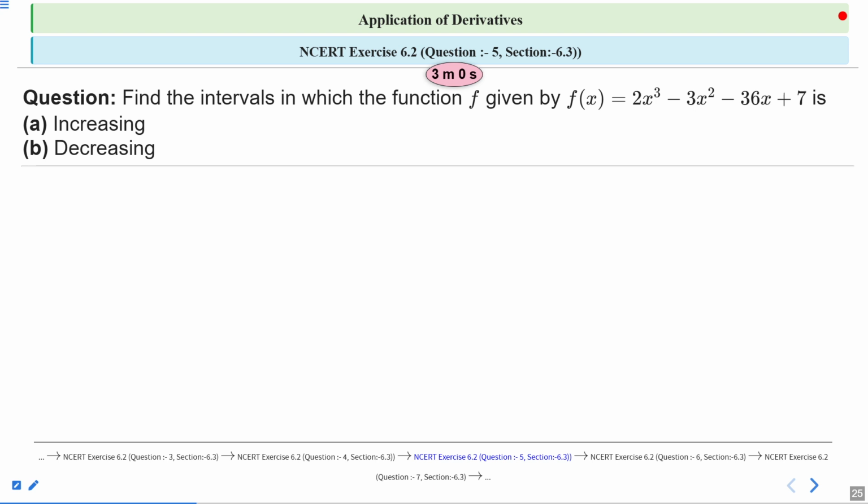First, you need to find the f dash x, right? Clear? And you need to see whether f dash x is greater than 0, then in that interval the function will be increasing. And similarly, if f dash x is less than 0, then in that interval f(x) will be a decreasing function, right? So again, you have some time to solve or think about this question. After that, we will move to the solution part.